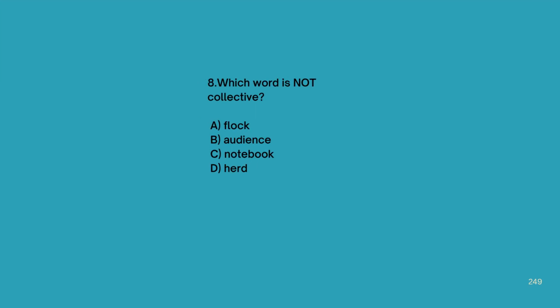8. Which word is not collective? A. Flock. B. Audience. C. Notebook. D. Herd. The answer is C. Notebook. 9. Which is a compound noun? A. Class. B. Crowd. C. Toothpaste. D. Family. The answer is C.